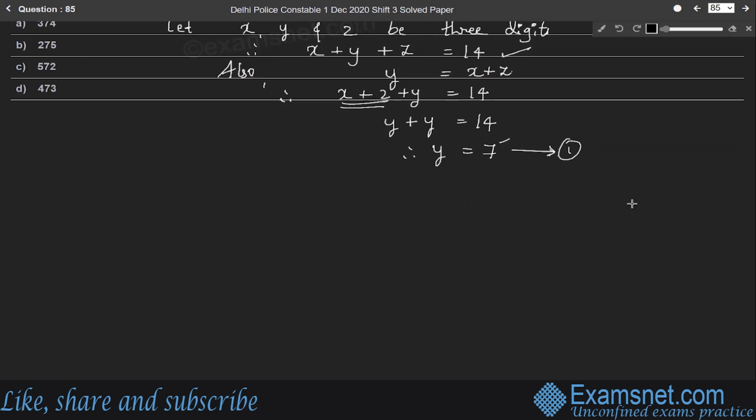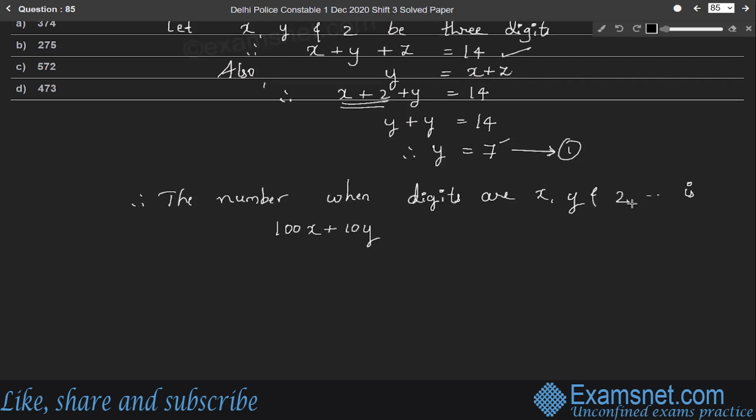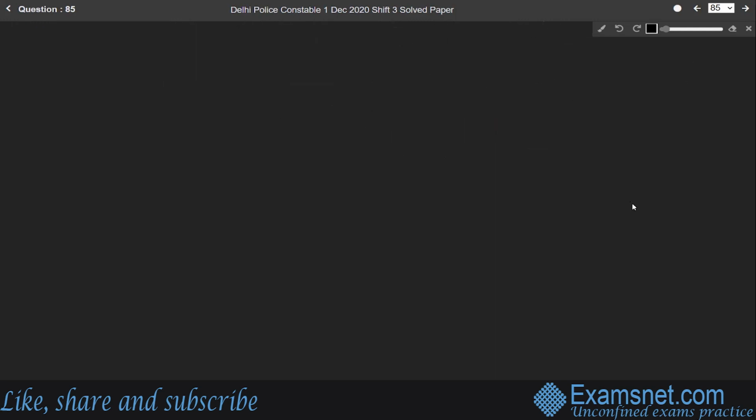If X, Y and Z are the 3 digits, the number when the digits are X, Y and Z is: the first digit is X, so it becomes 100X, plus 10Y in the tens place, and in the units place it is Z. So the number is 100X plus 10Y plus Z. Consider this as 2.